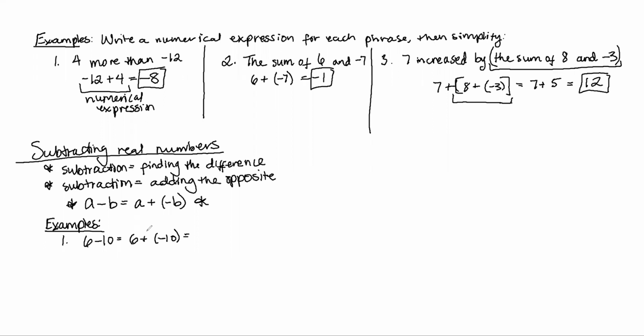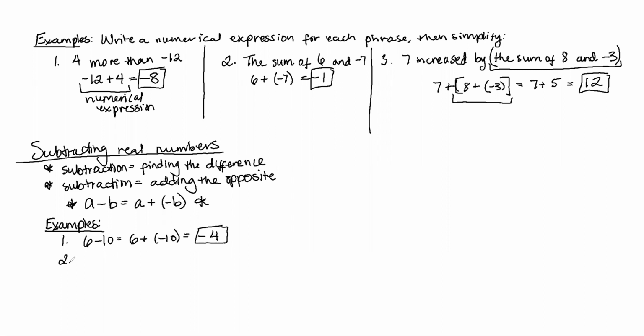But now this is what we saw before. So positive and a negative, take the sign of the larger number, which is negative, subtract, and we get -4. And if we think about looking at this on a number line, visualizing it, if you're a visual learner, taking 6 and moving 10 to the left on a number line, we would end up at -4.